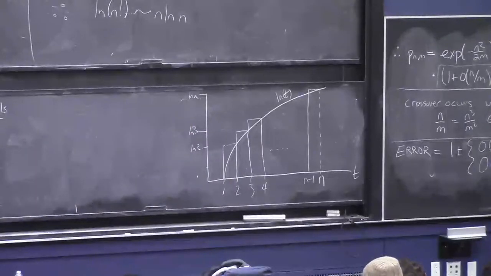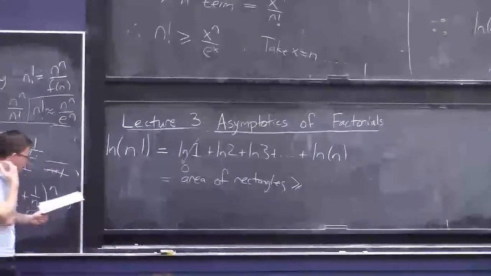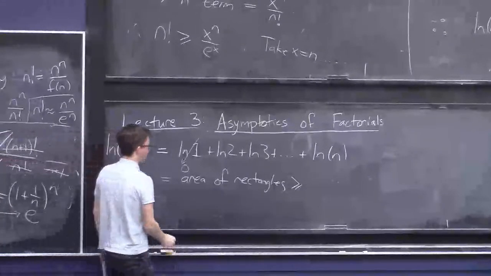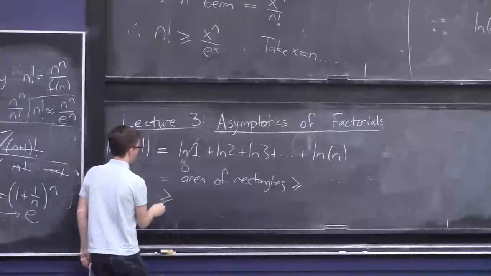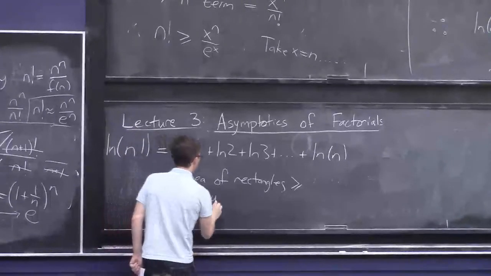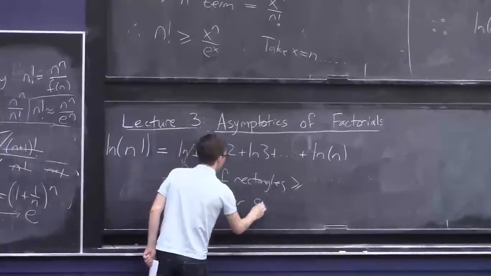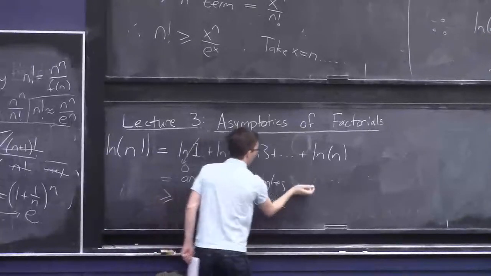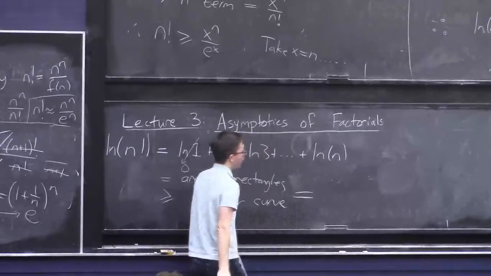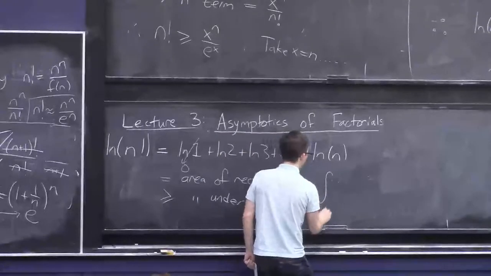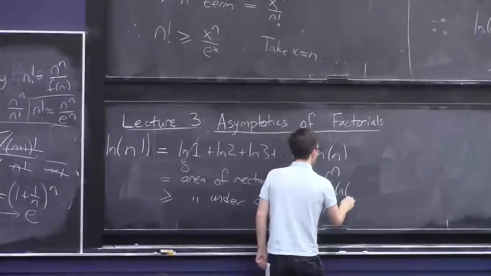Okay, so the area of the rectangles is more than the area under the curve. So the naive thing will give us a lower bound for ln n factorial. Well, let me write like this, less than or equal to area under the curve. Okay, we can get this with calculus. It's the integral from 1 to n of ln t dt.